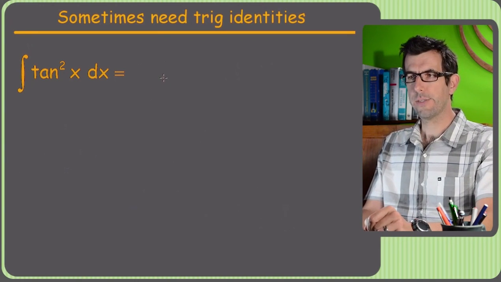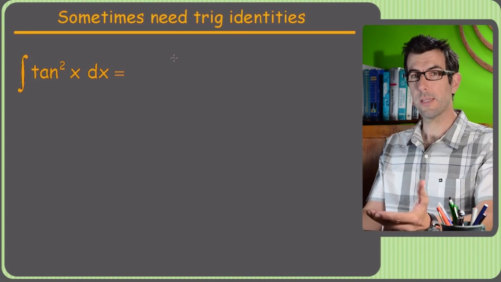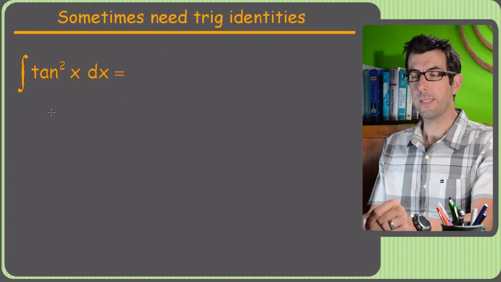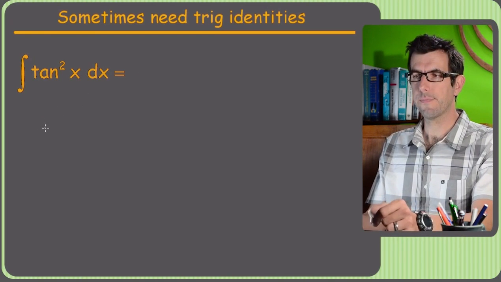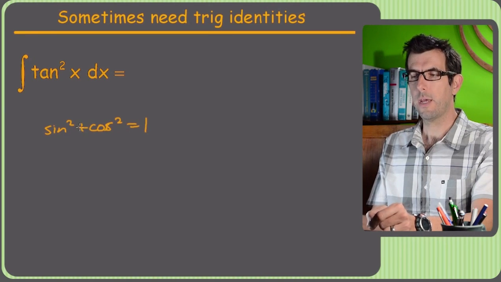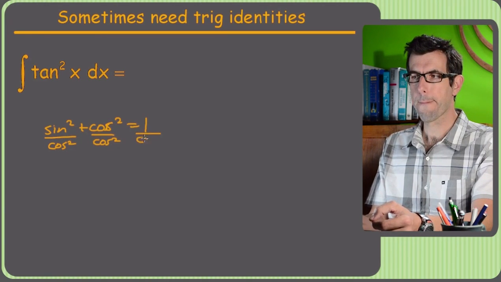Last one, tangent squared. All right, what can we do with this? Well, I mentioned before that secant squared and tangent squared show up in the same identity. Now I'll show you how to derive that identity. I can't really remember it off the top of my head sometimes either. Sine squared plus cosine squared equals 1, right? Well, I want to get tangent, so we'll divide everything by cosine squared. And what that gives you is tangent squared plus 1 equals secant squared of x.